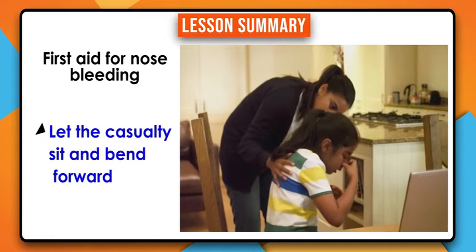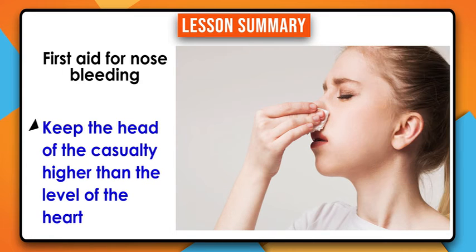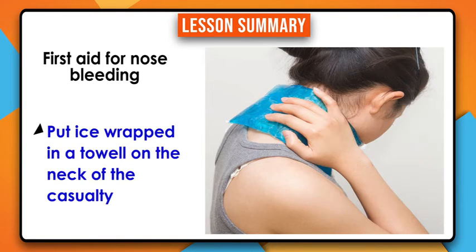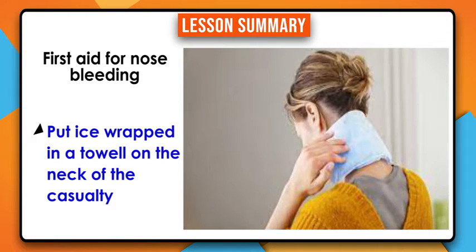Let's try to summarize what we've looked at in today's lesson. We have looked at first aid given to a person who is experiencing nose bleeding, and we have said that let the person sit and bend forward. Let that person keep the head higher than the level of the heart. Let that person pinch the upper part of the nose and make sure that you put ice wrapped in a towel on the neck of the casualty so that you moisten the lining of the blood vessels in the nostrils.